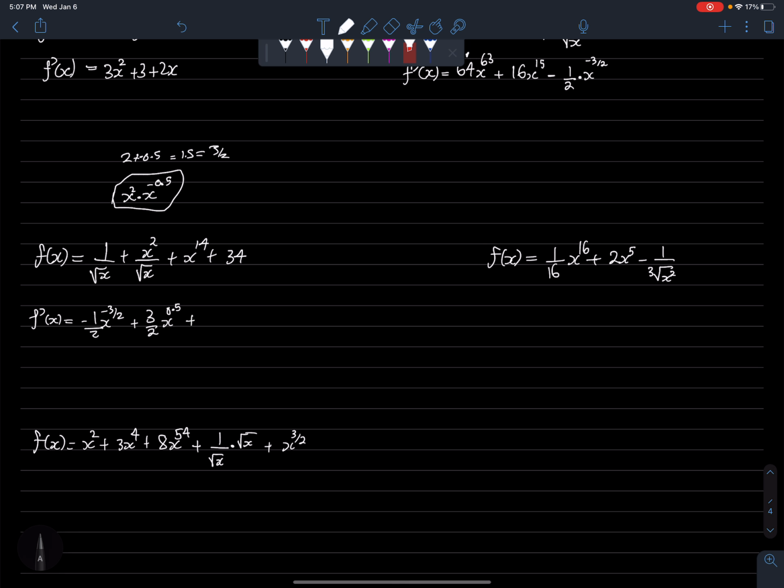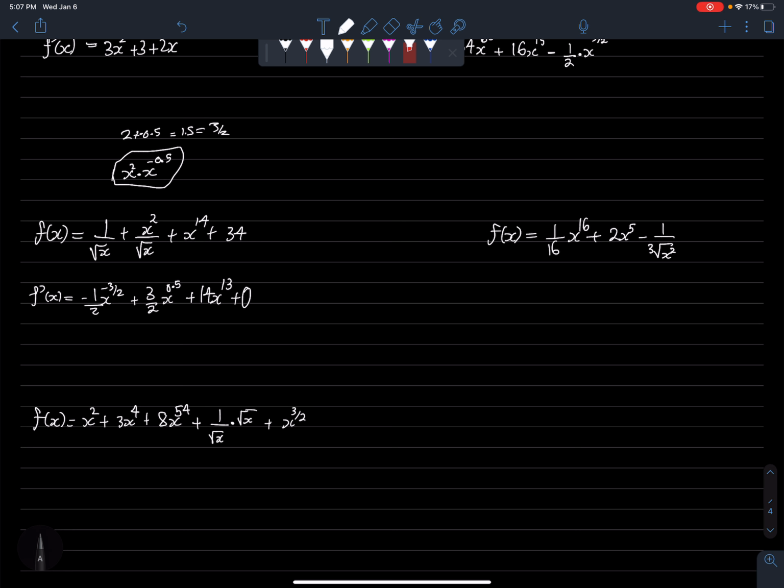Then moving on, the derivative of x to the 14 is 14x to the 13. The derivative of any constant is 0, so 0. F prime of x for this one. So very nice, to cancel out. 1 over 16 times 16x to the 15, plus 5 times 2, 10x to the 4, using the power rule. Then we have another rational function.